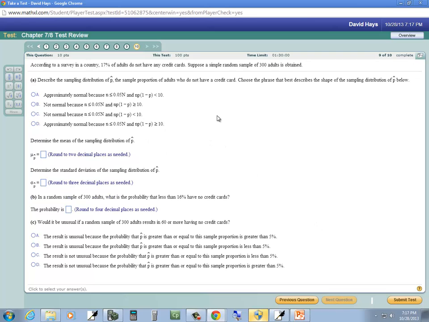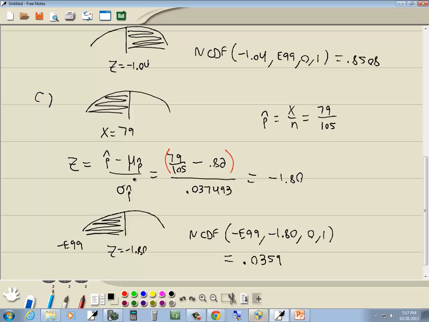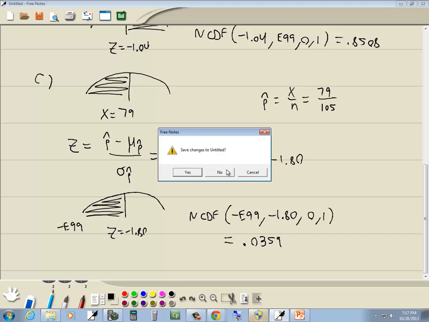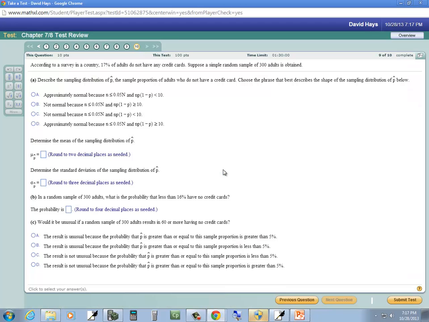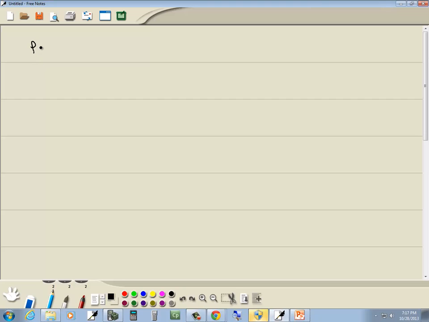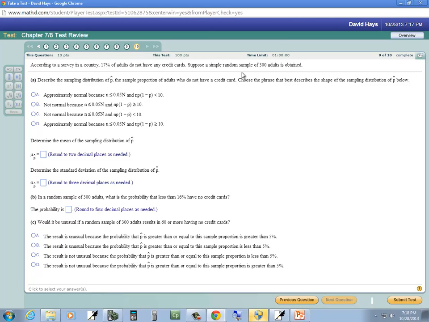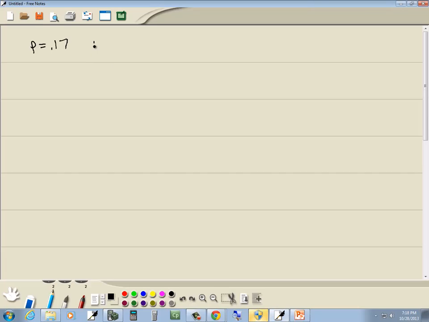Okay. This is another 8.2 looks like. I can tell because I see sigma sub p hat, that's the only section that has those in there, so that's why I knew it's the last one. Okay, let's see what this says. Describe the sampling distribution. According to a survey in the country, 17% of adults do not have any credit cards. So they're telling us p is 0.17. Suppose a simple random sample of 300. So n is 300.